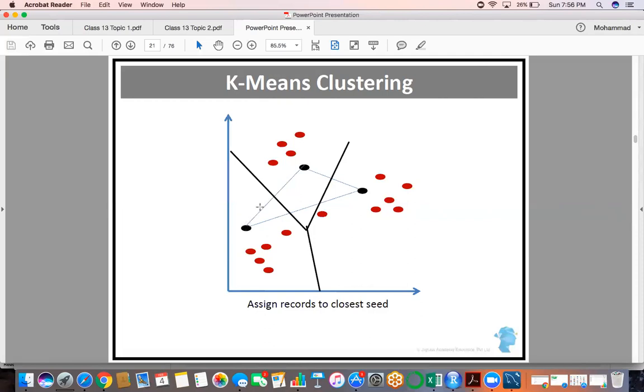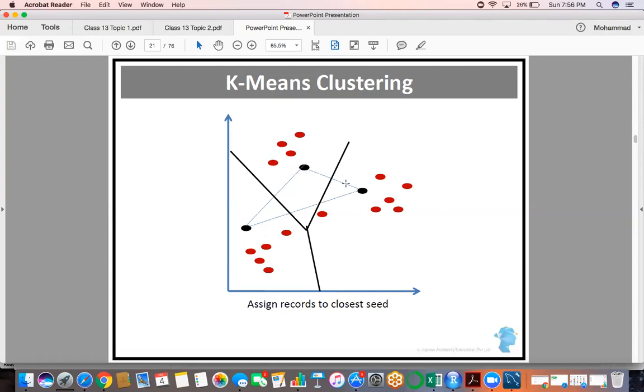Then you draw a line connecting all the centroids. This triangle is formed because there are three centroids. Now if you draw a line which perpendicularly bisects the lines connecting the centroids, you divide this. So there are three lines, and this line got divided, and then each section is your cluster.